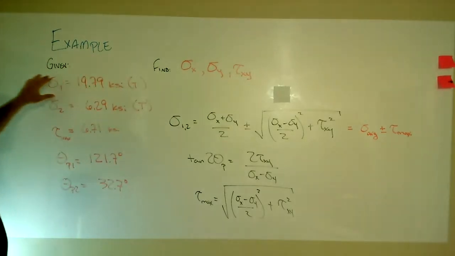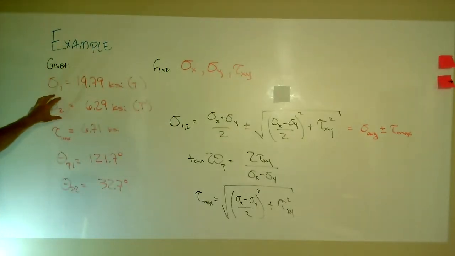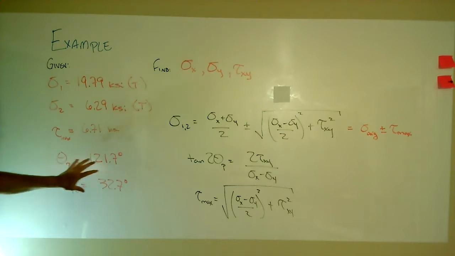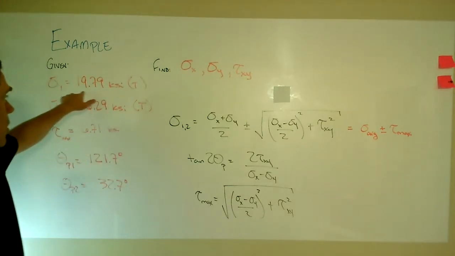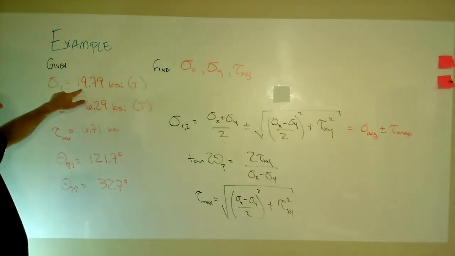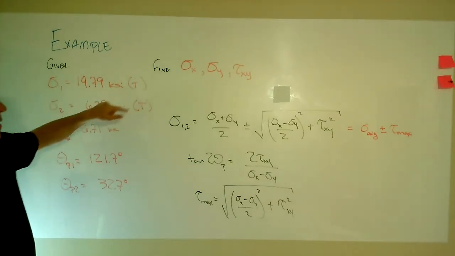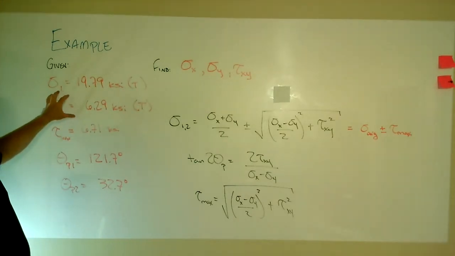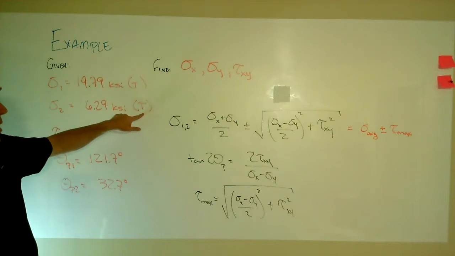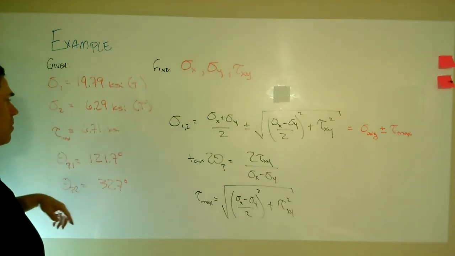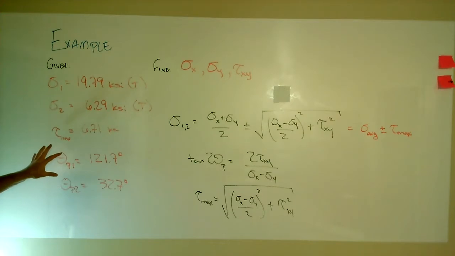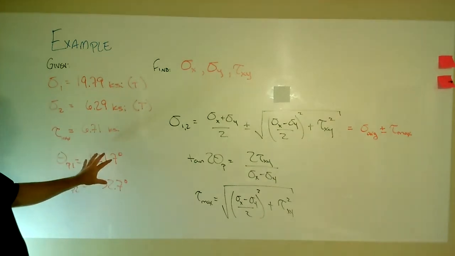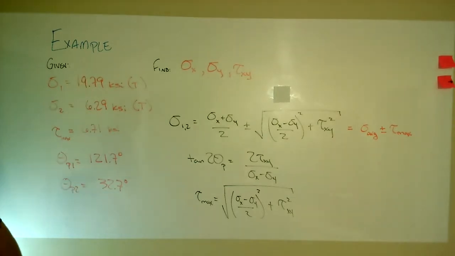This time, what we're going to be given is what the principal stresses are, what the max shear stresses are, and the angles to those principal planes, right? So sigma 1, the largest principal stress, is 19.79 ksi in tension, and the second one is 6.29 ksi, also in tension. Max shear stress is 6.71 ksi. Now, the angles to those are 121.7 and 32.7 degrees for the principals.